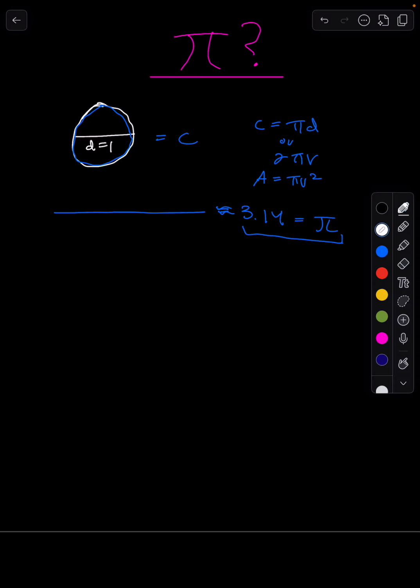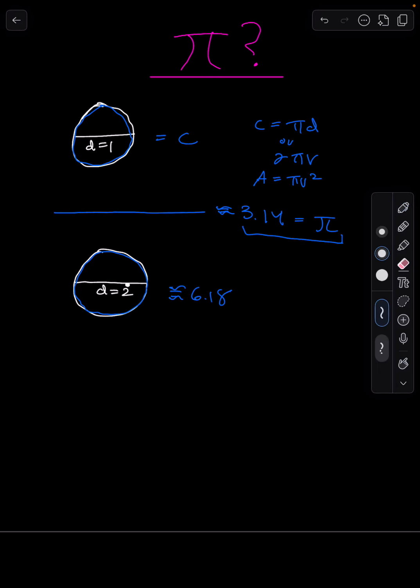Well, let's take that same circle and let's make it bigger. Now we have a diameter of 2, and ancient people discovered that when you unraveled it even more, this now equals about 6.28. And because we doubled the diameter, we also effectively doubled the circumference. So if you divide it by 2, you get 3.14.